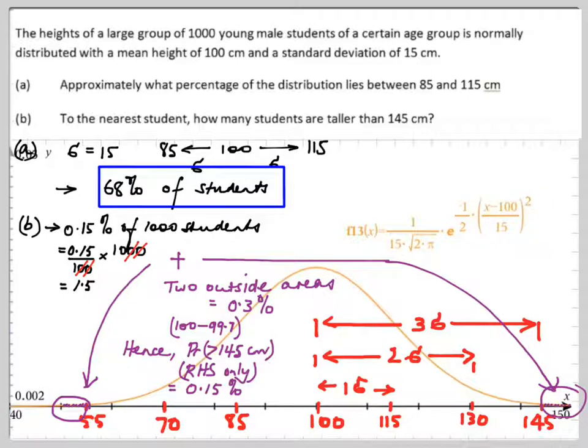So we'll do it to the nearest student, which would be 2 students, yeah? You happy? That's it, okay? To the nearest student, yeah?